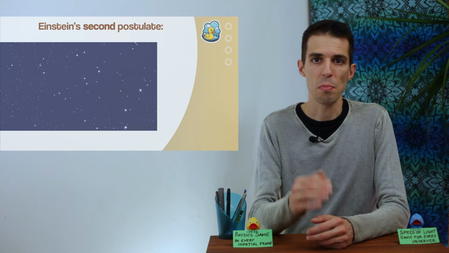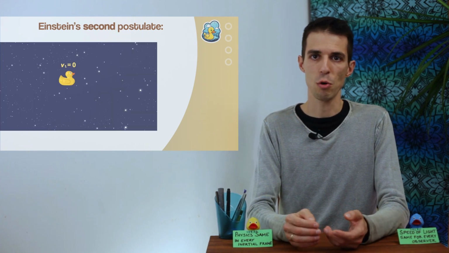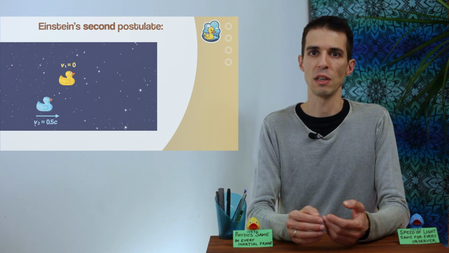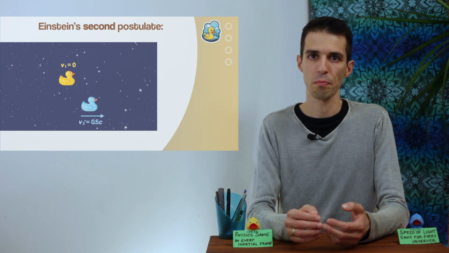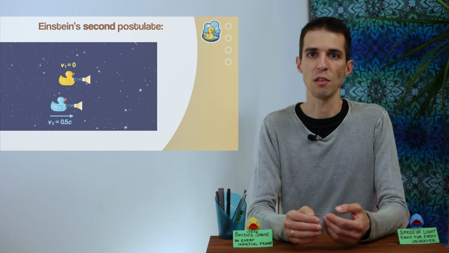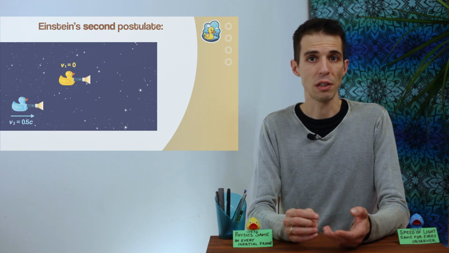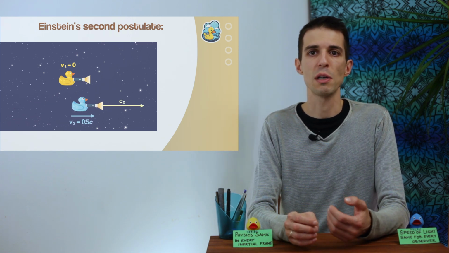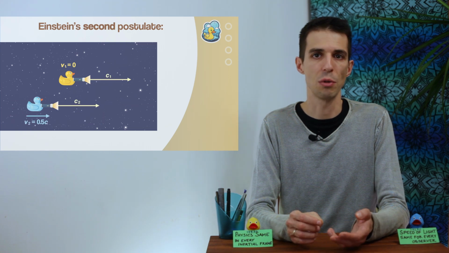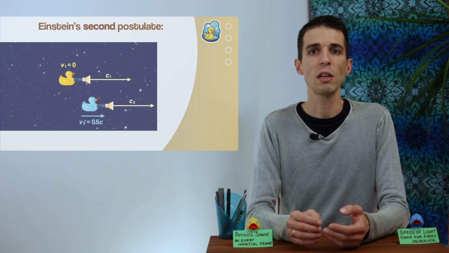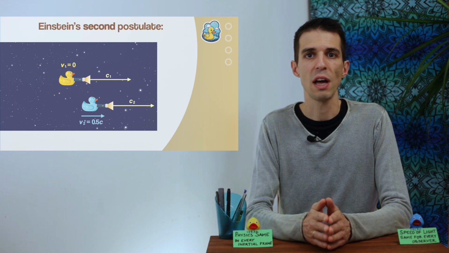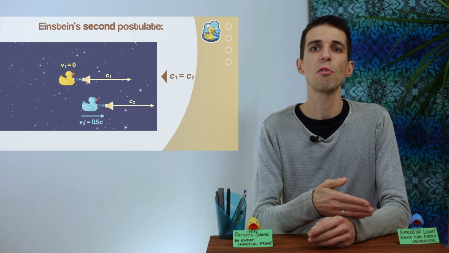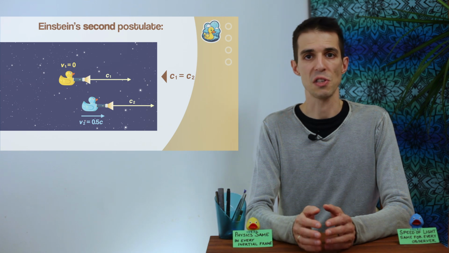Imagine two ducks in space. The yellow duck is floating motionless, and the blue duck is moving at half of the speed of light. Now, both ducks shine a flashlight forward. According to classical physics, the blue duck should measure a different speed of light than the yellow duck. But according to Einstein, both ducks measure the speed of light as exactly the same, 300,000 kilometers per second.